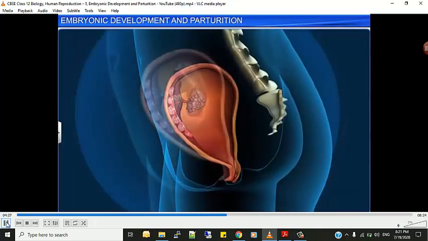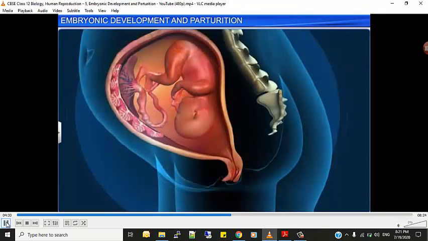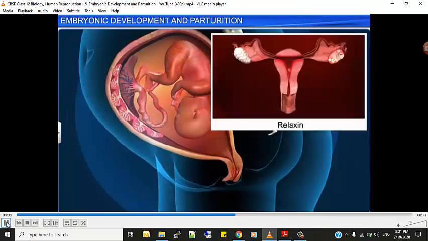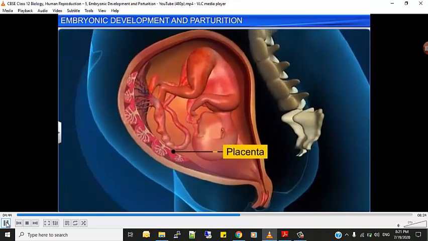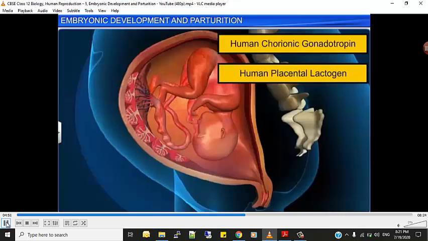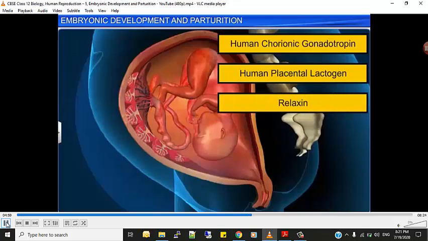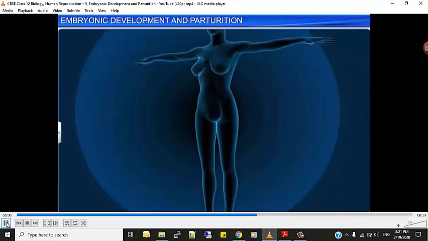While the fetus is undergoing several developmental stages, the mother's body is also undergoing several hormonal changes. For example, the ovary starts secreting a hormone called relaxin. Likewise, the placenta also secretes hormones such as human chorionic gonadotropin or HCG and human placental lactogen or HPL. HCG, HPL and relaxin are secreted only when a woman is pregnant.